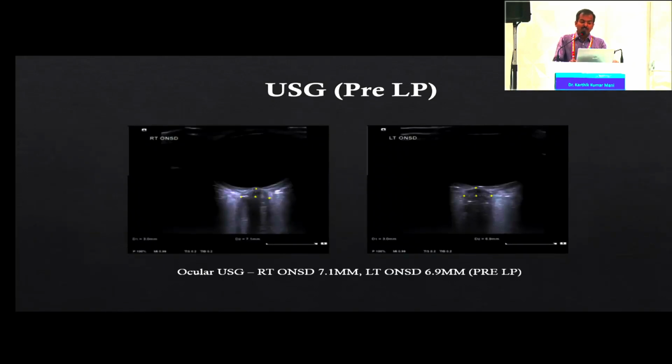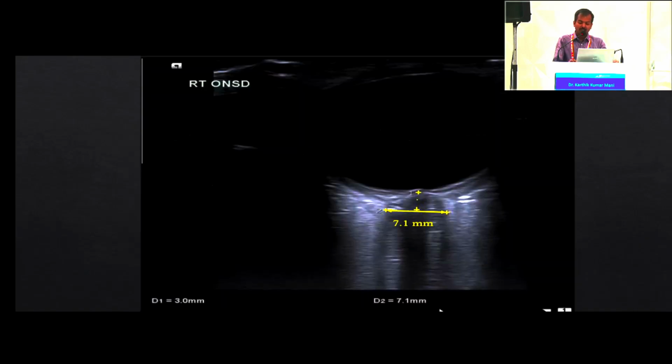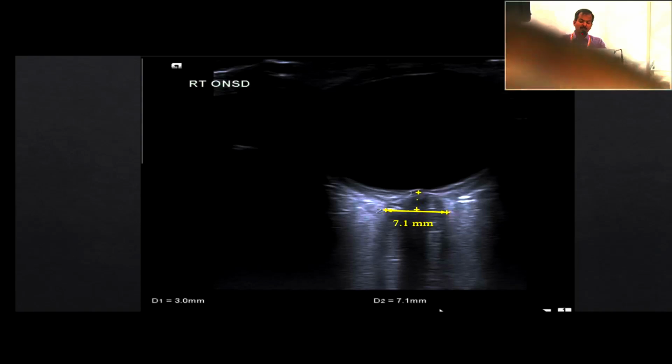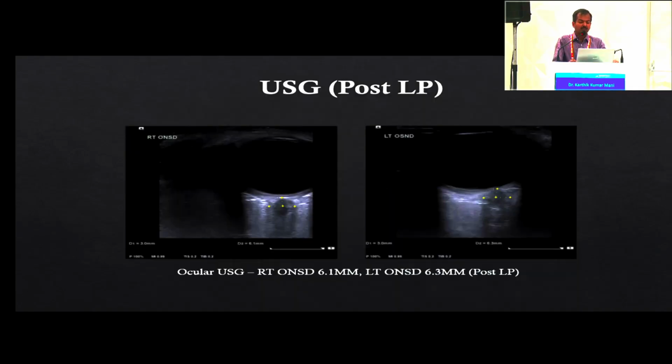And before lumbar puncture, ultrasound was done. In ultrasound B scan, the optic nerve sheath diameter was 7.1 mm in right eye and 6.9 mm in the left eye. Ultrasound optic nerve sheath measurement was measured separately and it was comparable to MRI. It was performed by separate professionals who were blinded for the outcomes. Post-lumbar puncture showed reduction in optic nerve sheath diameter.